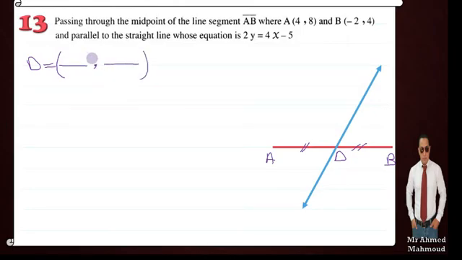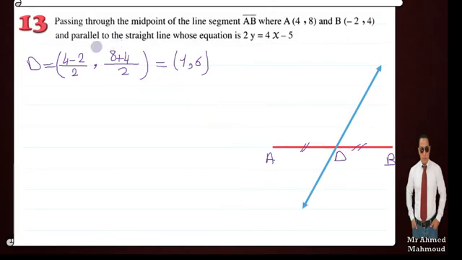D is the midpoint of AB. So 4 minus 2 over 2, and 8 plus 4 over 2, which is equal to 1, and 12 over 2 equals 6. Okay, then D equals (1, 6).